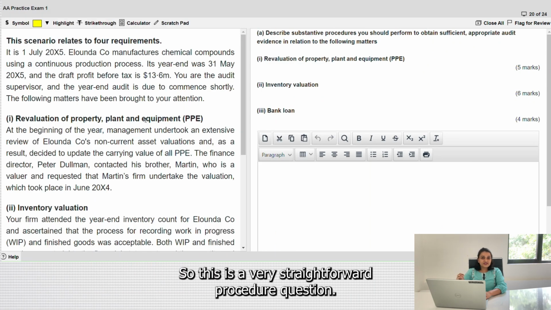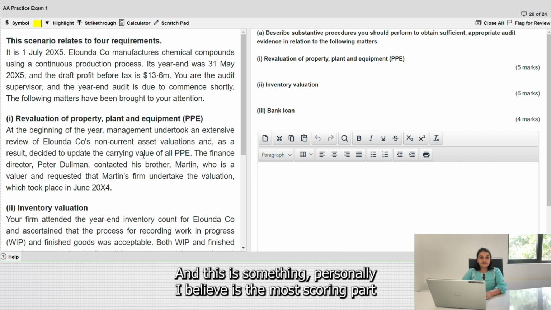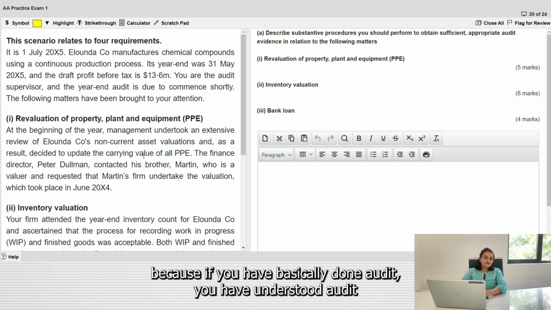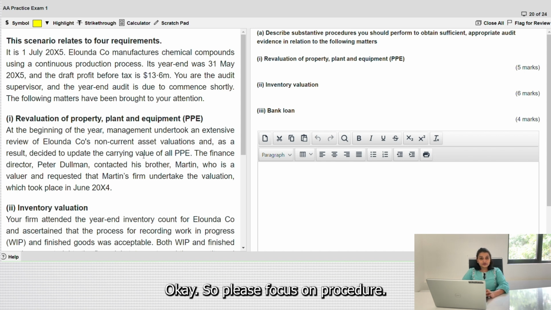So this is a very straightforward procedure question. Now, a procedure question comes in every attempt. And this is something I personally believe is the most scoring part of audit, because if you have practically done audit, you have understood audit and not mugged it up, then this answer is a cakewalk for you. So please focus on procedures, try and understand them, and please do not mug them up.